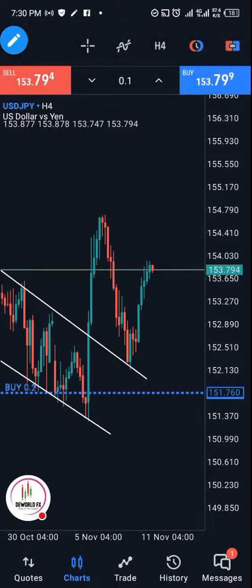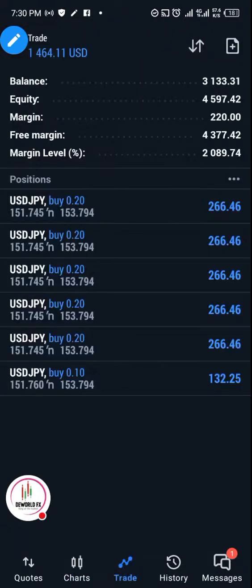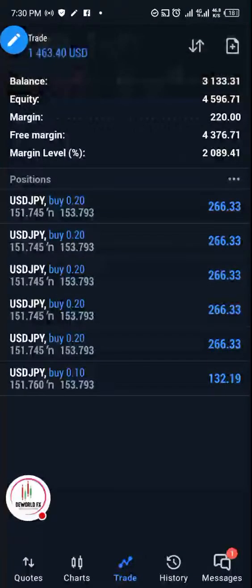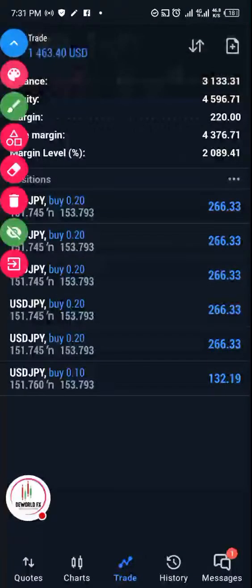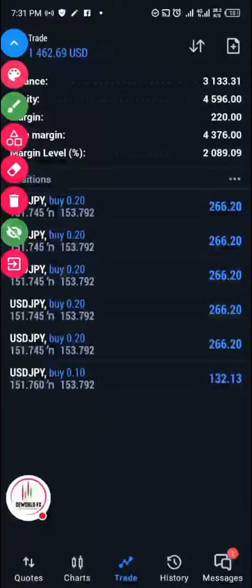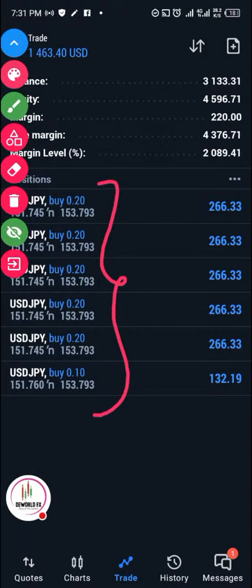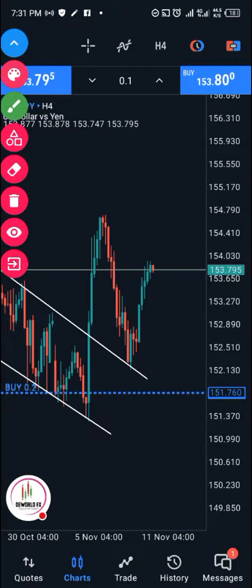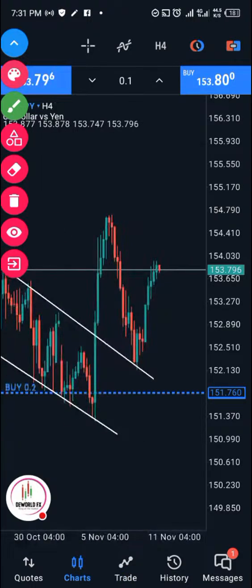Okay, so this is currently UJ. As you can see, we are floating here. We are floating on UJ. You can see your positions here. All of these positions you see here are sniper entries. You can see the entry from here.